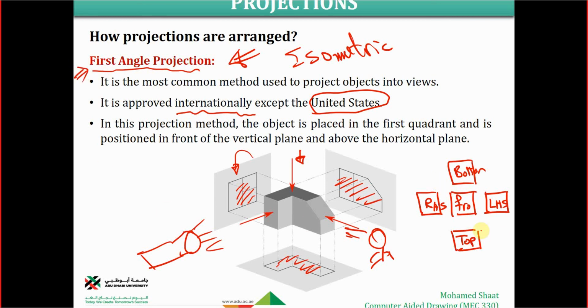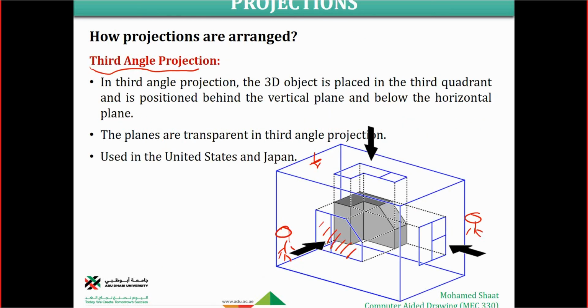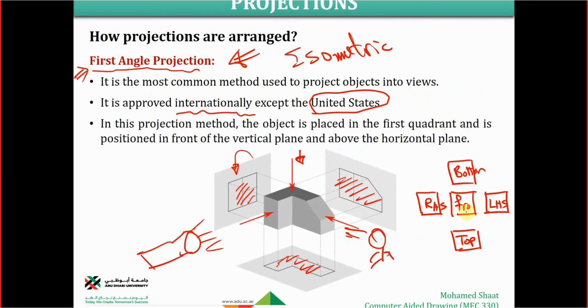So as you can see, everything is kind of reversed. The left is going to be on the right, the right is going to be on the left, the top is going to be on the bottom, and the bottom is going to be on the top. Okay? And for the third angle projection, we start with the front. So as you can see, all the time we start with the front and then we arrange the other views around the front view, right?